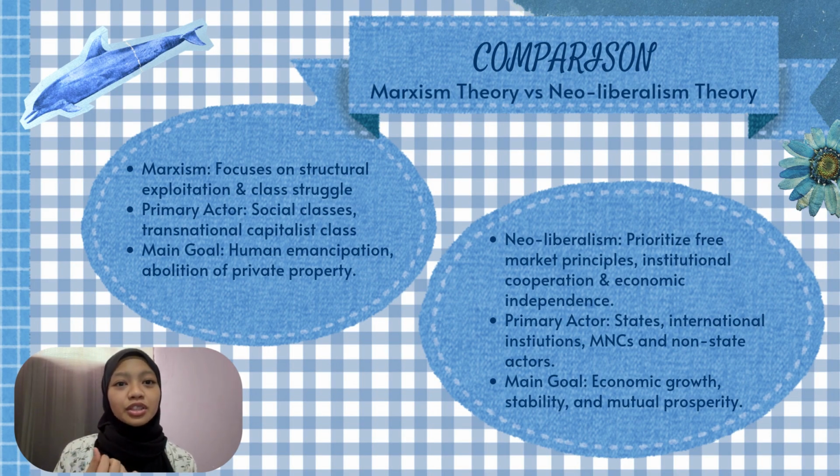Marxism focuses on structural exploitation and class struggle. The primary actor of Marxism is social class. Marxism is not focused on countries, but on social classes such as the rich who own businesses and the workers. The main goal of Marxism is human emancipation, which is human freedom and equal wealth. It is to get rid of the capitalist system, so rich people and rich countries no longer exploit poor people and poor countries.